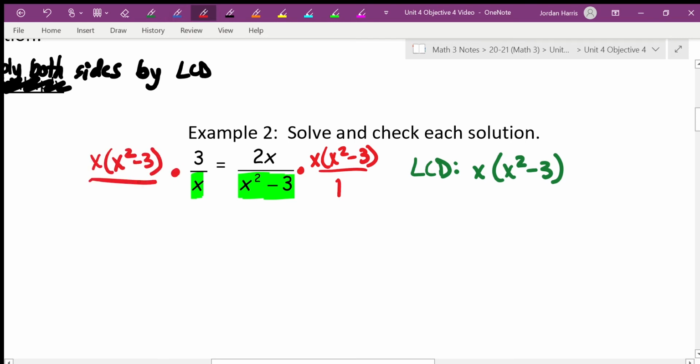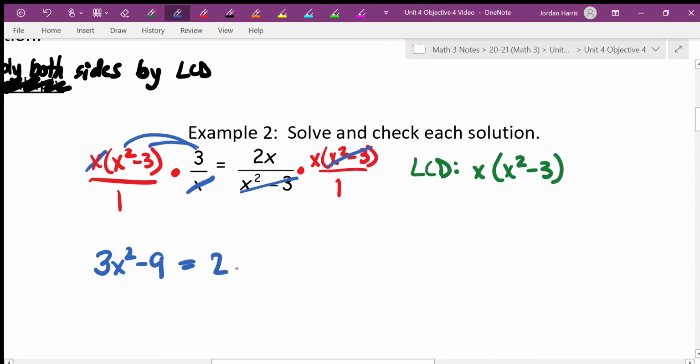On the left side, so I'll erase my highlighting now, the x's will simplify, and I distribute my 3. Please don't forget about the distributive property. 3x squared minus 9 equals. On the right side, the whole x squared minus 3 factor simplifies. So I get 2x times x, which is 2x squared.